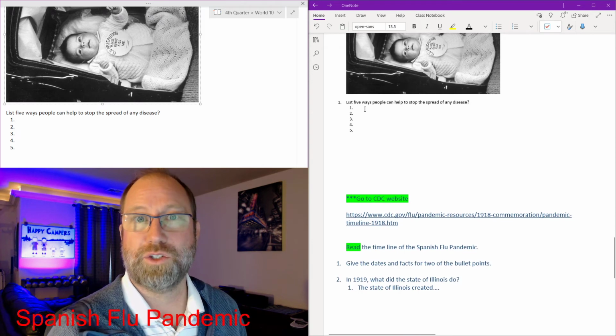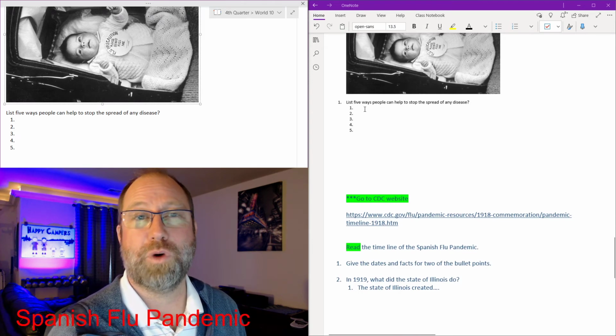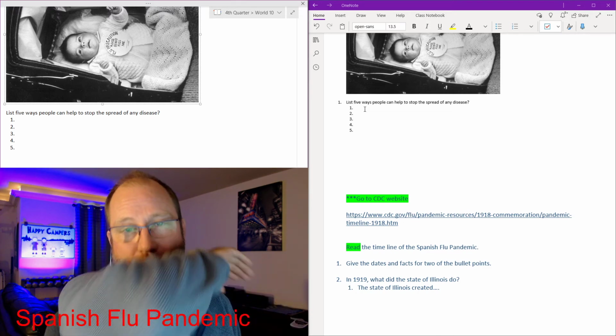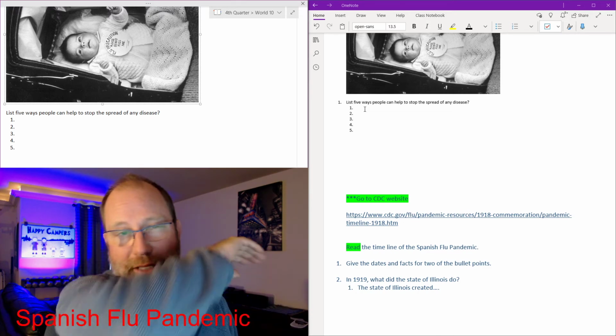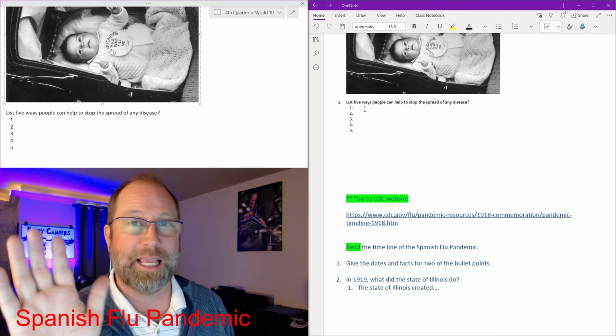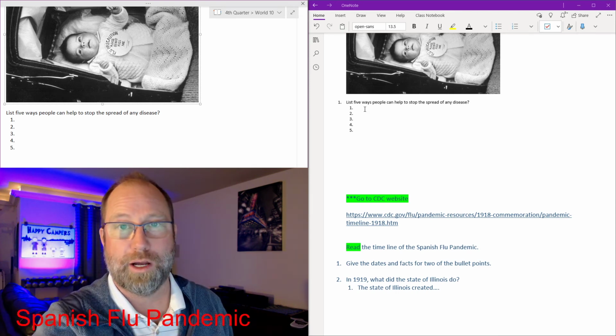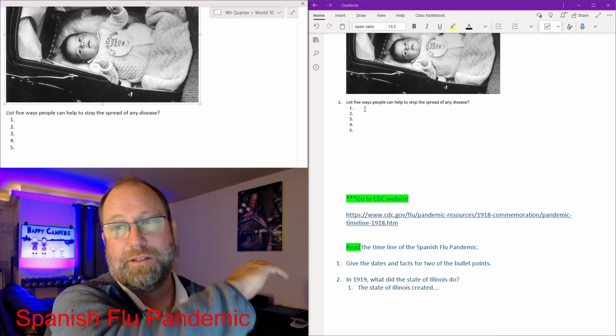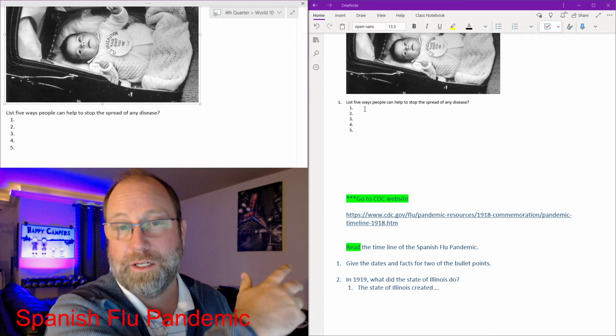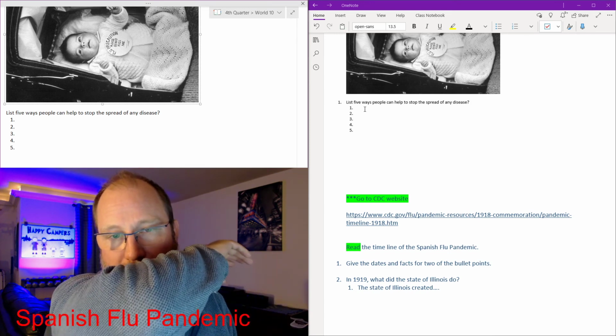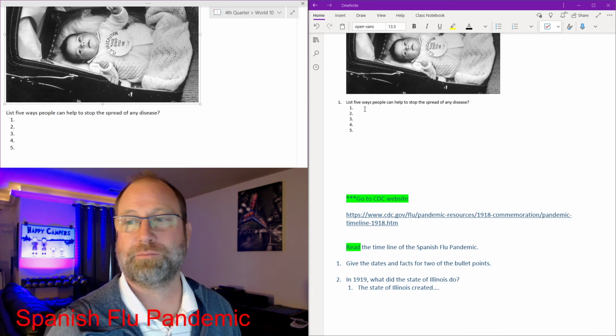So hopefully you thought of five. Washing hands would be a good one. Sneezing into your elbow now, so it's not on your hand. Before, we used to sneeze in our hands, and our hands had the disease on it. We grab the doorknobs, bad. So now we've learned, just in the last 20 years, it's better to cough into your elbow, and then your hands are still clean, right?